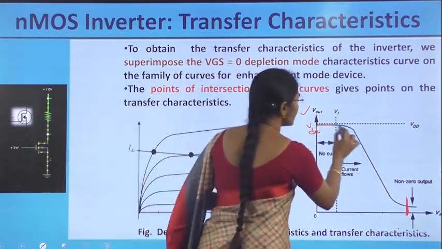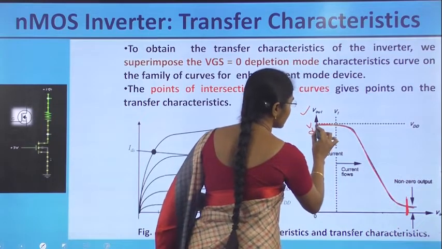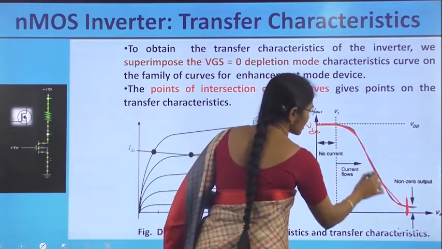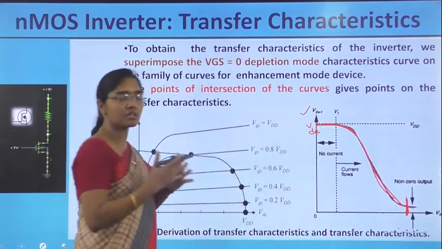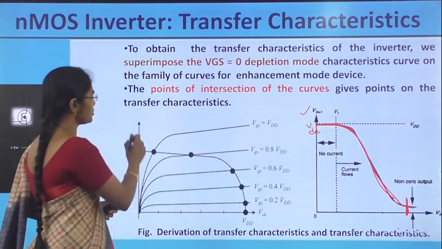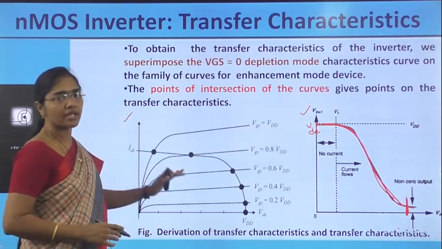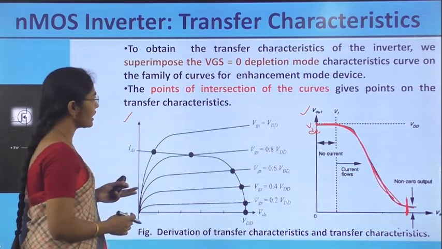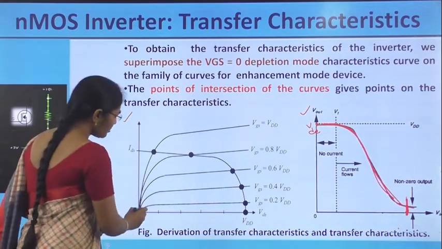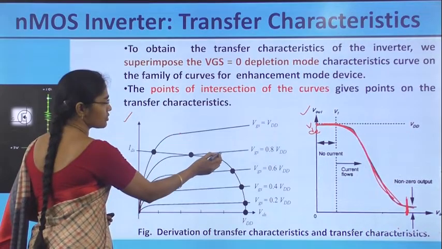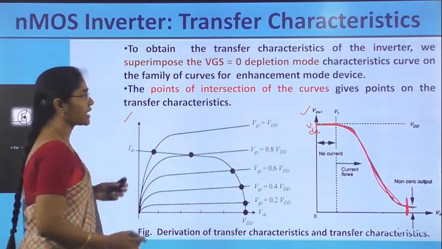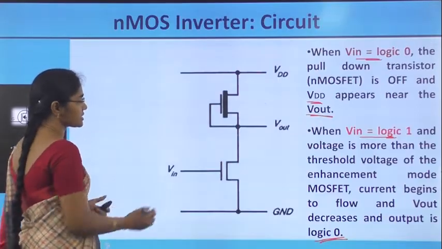And we can get these transfer characteristics. That means, other than these two points of values, what about the characteristics of this nMOS inverter? We can find the transfer characteristics by using the load line characteristics. What will happen here is, we are taking the nMOS pull down characteristics. The nMOS pull down transistor characteristics are the nMOS enhancement characteristics.